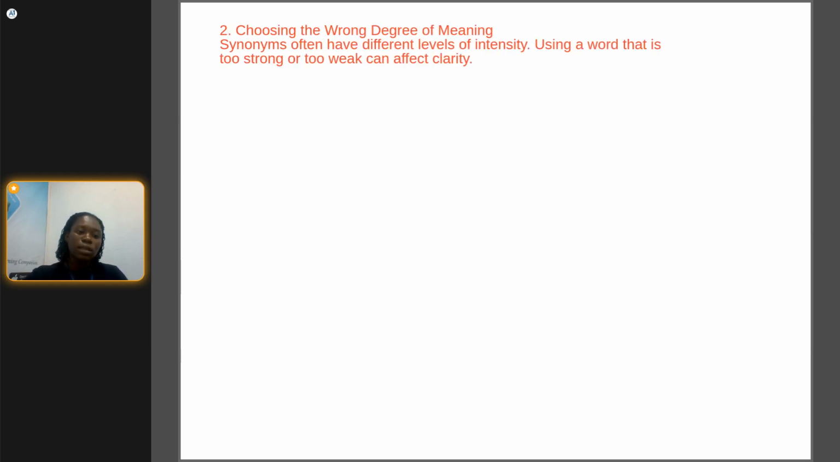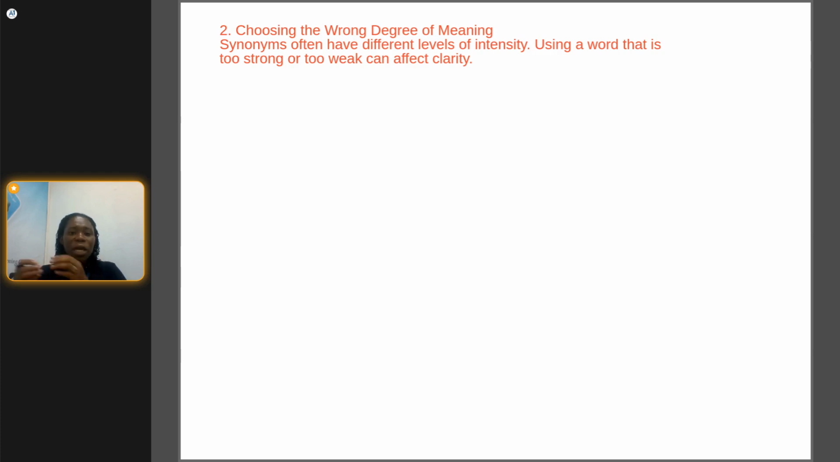There are some synonyms that maybe you can substitute, but they're in rare cases. But most times you cannot substitute one synonym for another because of context. Context will help the meaning differ. All right. So in this case, choosing the wrong degree of meaning means that synonyms have different levels of intensity. So sometimes when you need to use a strong word, if you use a weak word, the sentence will not carry the meaning it should.